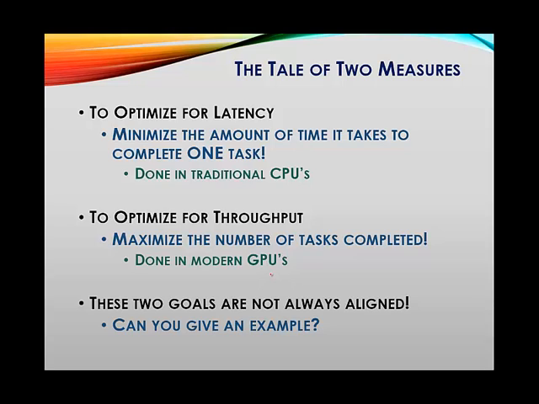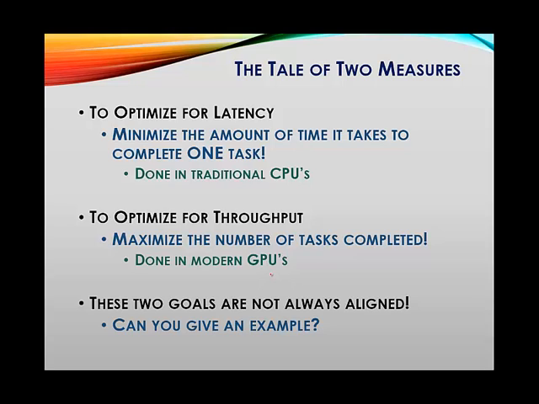So, what are the things that we're trying to accomplish and optimize when we're optimizing for latency or for throughput? To optimize for latency, we would like to minimize the amount of time that it takes to complete one task. And in traditional CPUs, it is done effectively. If you wanted to minimize the amount of time it takes to complete one task, you raise your clock speed, you make your CPUs more complex in terms of completing more complex operations, and so you will be able to optimize latency.